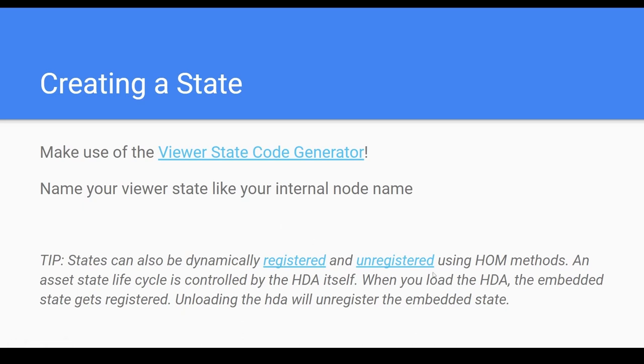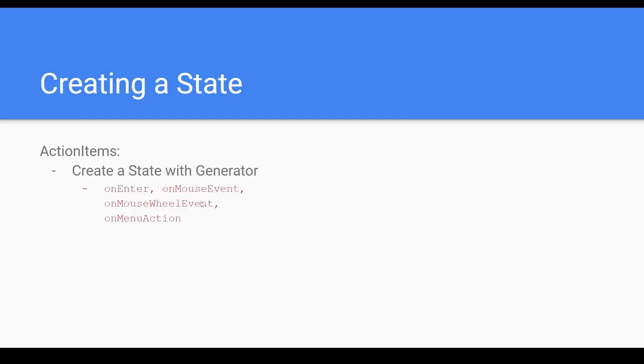Here's a little tip for you. States can also be dynamically registered and unregistered using HOM methods. So if you really want to micromanage all your states, you could, but by default, asset life state is controlled by the HDA itself. So when an HDA that has a Python state gets loaded, the embedded state inside of the tool gets loaded. And of course, unloading the HDA will also unregister the embedded state.